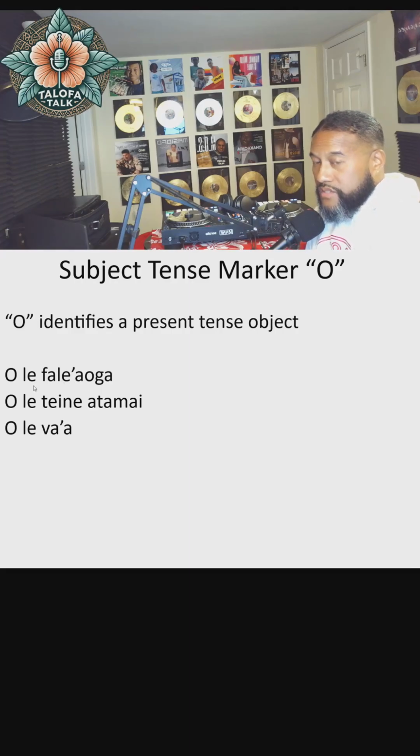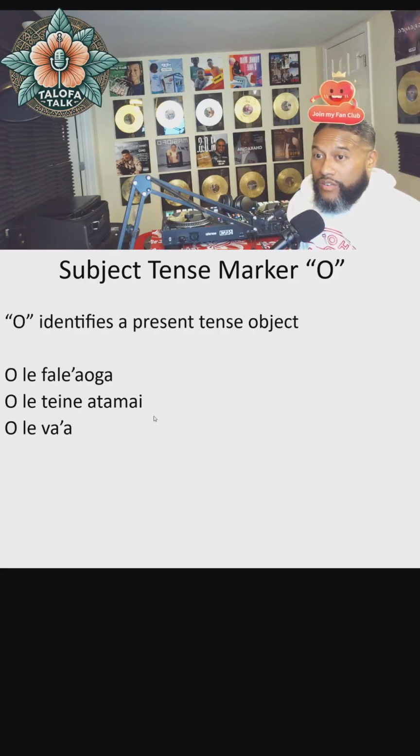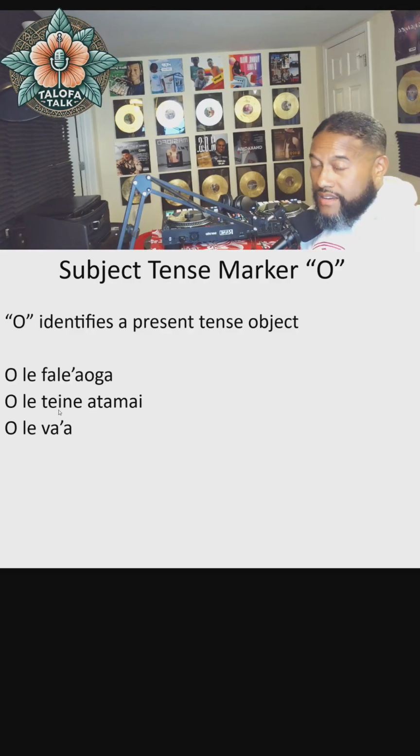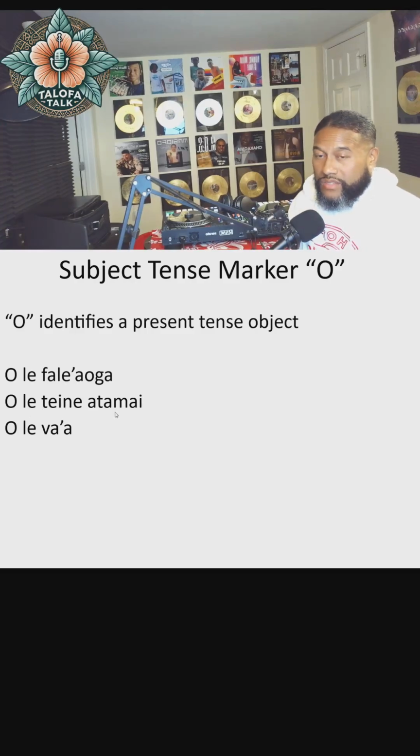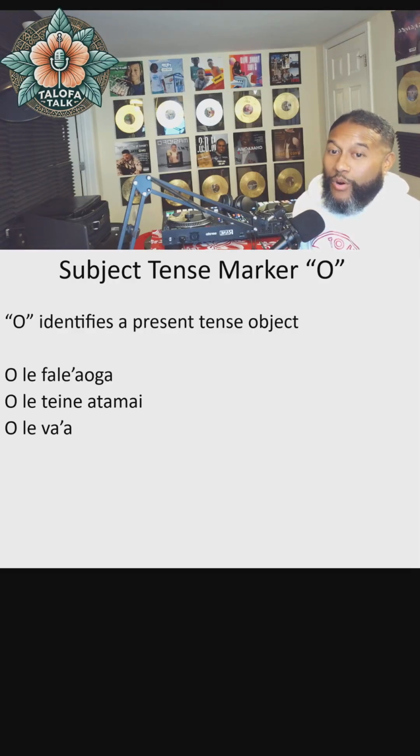So ole fale aonga, ole teine atamai. This word is on the adjective list: the smart girl. Teine is girl and atamai is smart, or wise. Again, this is the noun, and the adjective, the word that describes the noun, comes after. And what about ole va'a? Right, that hot smart chick, the bold one.